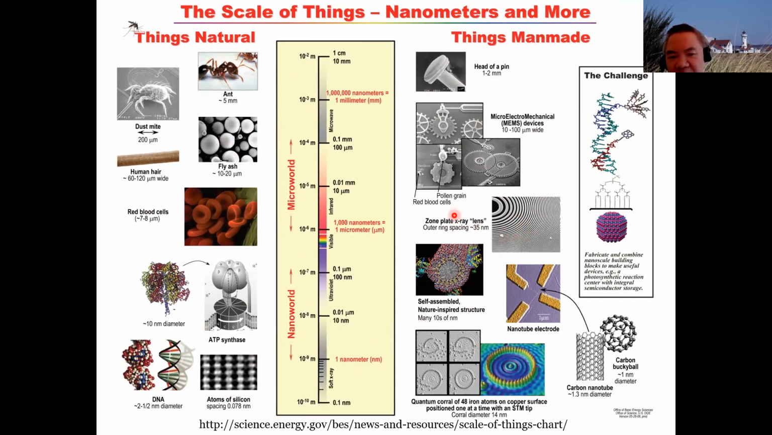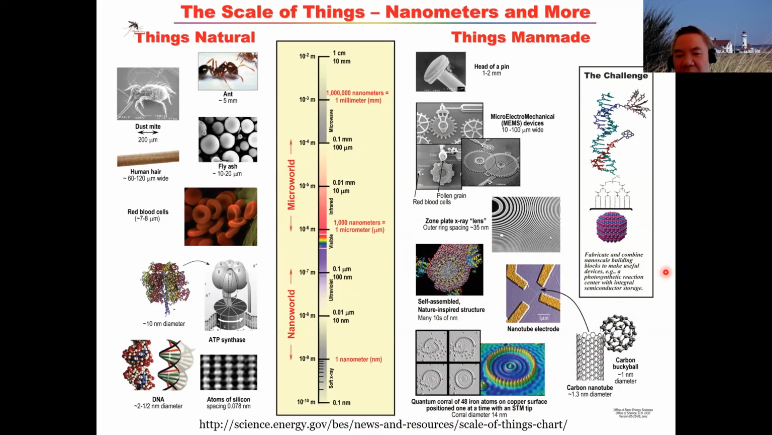X-ray lens is 35 nanometers, nanotube electrodes, again, tens of nanometers, carbon nanotubes, which is what I work with in my group, amongst other things, which are about 1.3 times 10 to the minus 9 meters, quantum corrals, which involve being able to position atoms, say, around this particular ring, and this is about 14 nanometers in diameter. So what you see is that we have a range of different sizes that span the same scales that nature has been able to provide.